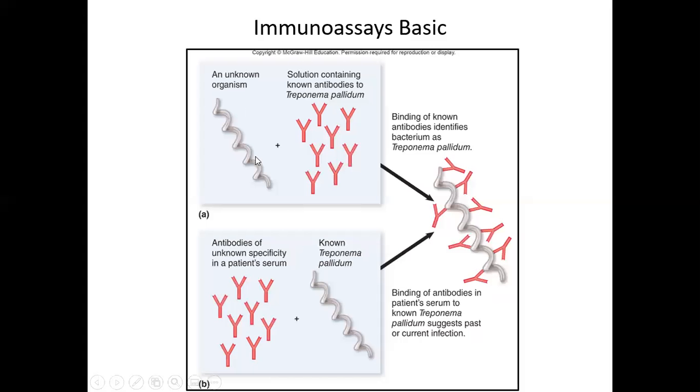So let's see. Unknown organism plus a solution with known antibodies. Okay. So I think this is just saying if you have an unknown organism, but you have antibodies that you know bind to a specific pathogen, and you put them together, and there's a reaction, so the antibody binds, then you know, okay, this unknown organism is this specific pathogen, Treponema pallidum. That's probably not right. And then if you don't know what the patient's antibodies bind to, but you know what the pathogen is, you can see, is this patient immune? Has this patient been exposed to this specific pathogen? So it's a similar principle, but you might know one piece of information or the other. Does that help? Got you. Yes.